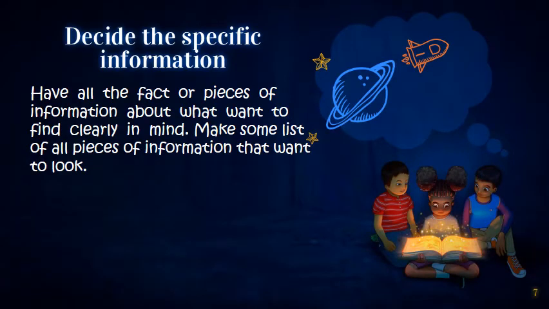First, decide the specific information. Then have all the facts or pieces of information about what you want to find clearly in mind. Make a list of all pieces of information that you want to look for. If you have a question with you, then read the question very carefully. Make sure that you try to find what type of specific information.